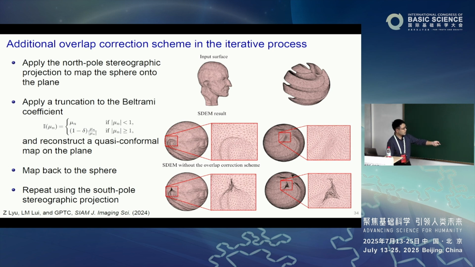And then here is a quick comparison between the result with or without the overlap correction scheme. So we can see that if we have the overlap correction scheme, all of them will be without any overlaps. But if we don't do the overlap correction scheme and we use the same step size as the previous one, then there will be some mesh fold-overs occurring throughout the process. So that means it's actually important for us to add this overlap correction step.